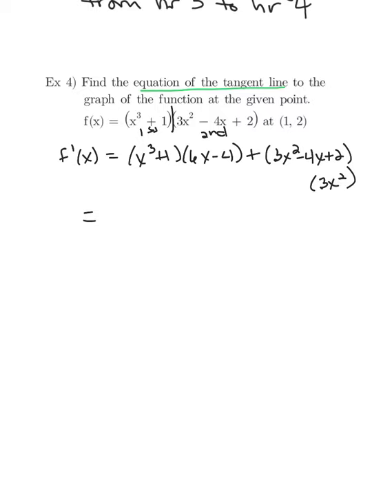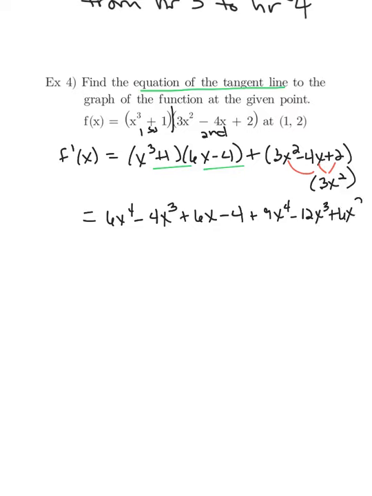You will need to do FOIL on the first two. Doing FOIL there gives us 6x to the fourth minus 4x cubed plus 6x minus 4. Then we need to distribute the 3x squared, so that will give us plus 9x to the fourth minus 12x cubed plus 6x squared.